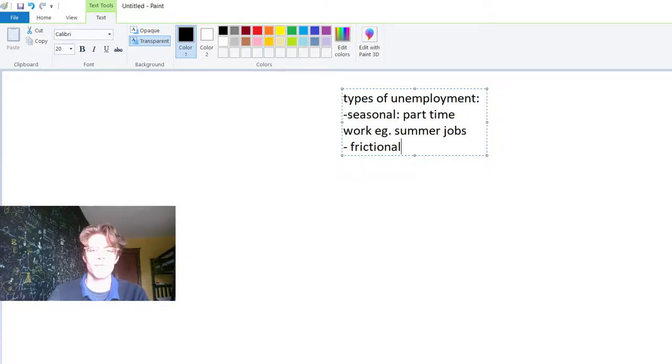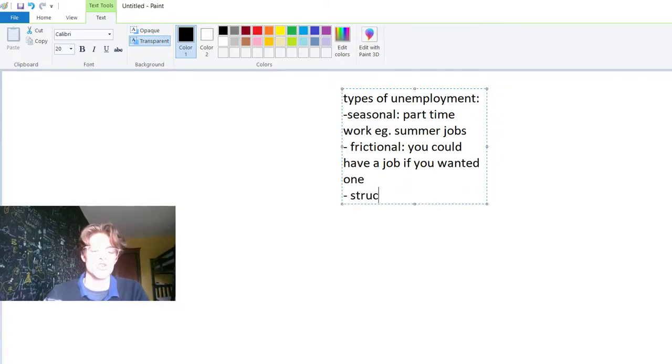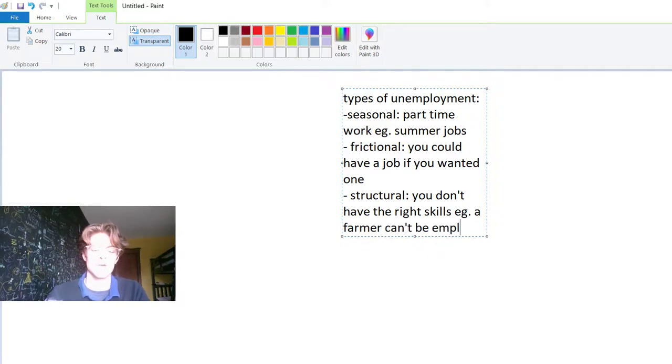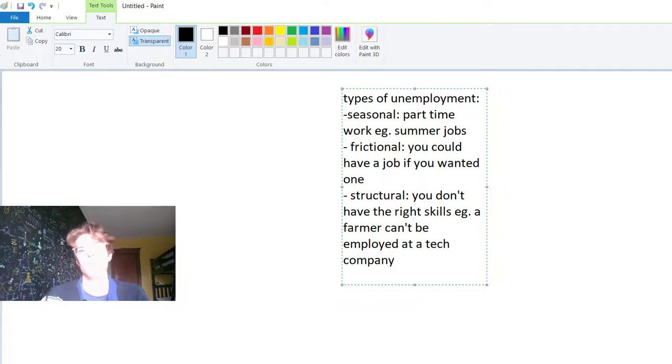And then we have frictional. Frictional is the most, I don't know if it's the most common form, but it's the one that you'd see the most. It's just like when you quit your job to find a new one, you're frictionally unemployed. Like you're going to get a new job. You're kind of unemployed by choice. Structural unemployment is you don't have the right skills. So a farmer can't be employed at a tech company. That's being structurally unemployed because you don't have the right skills.